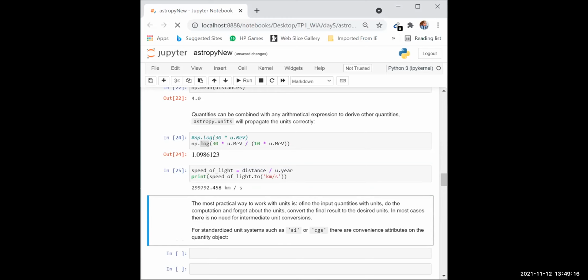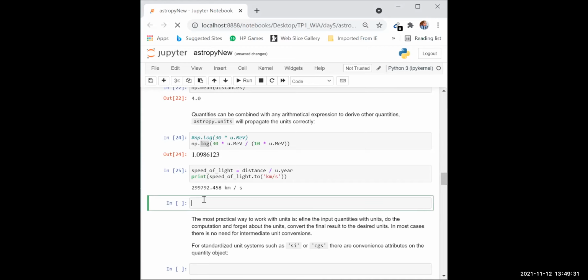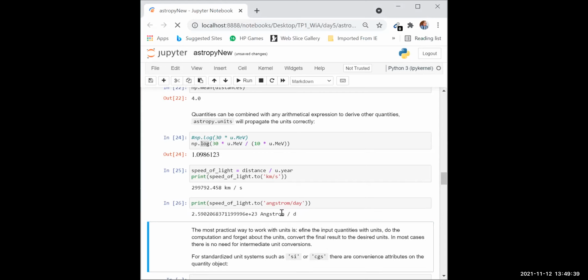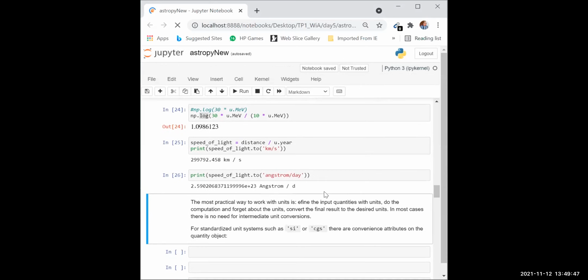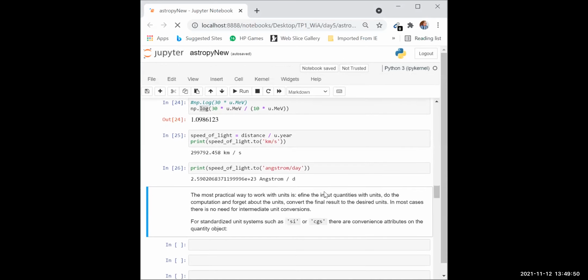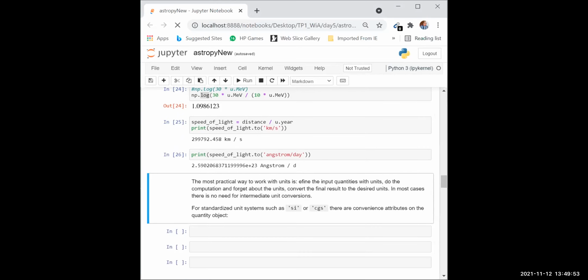And similarly, if you want to find out the speed of light in other units, we are converting the speed of light to angstroms per day and printing it. So we are getting it in angstroms per day, right? So this is how you can convert very conveniently from one unit system to another and so on and so forth.